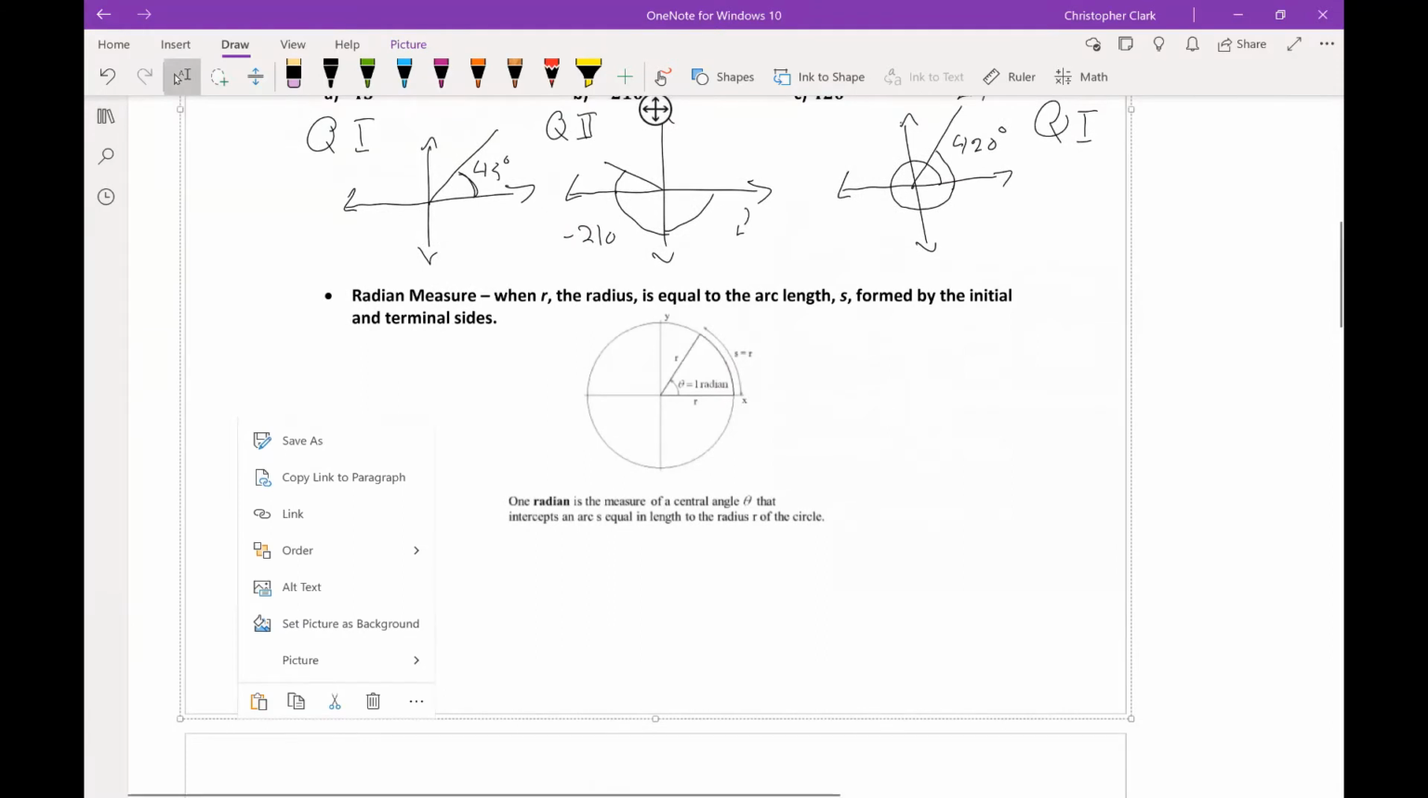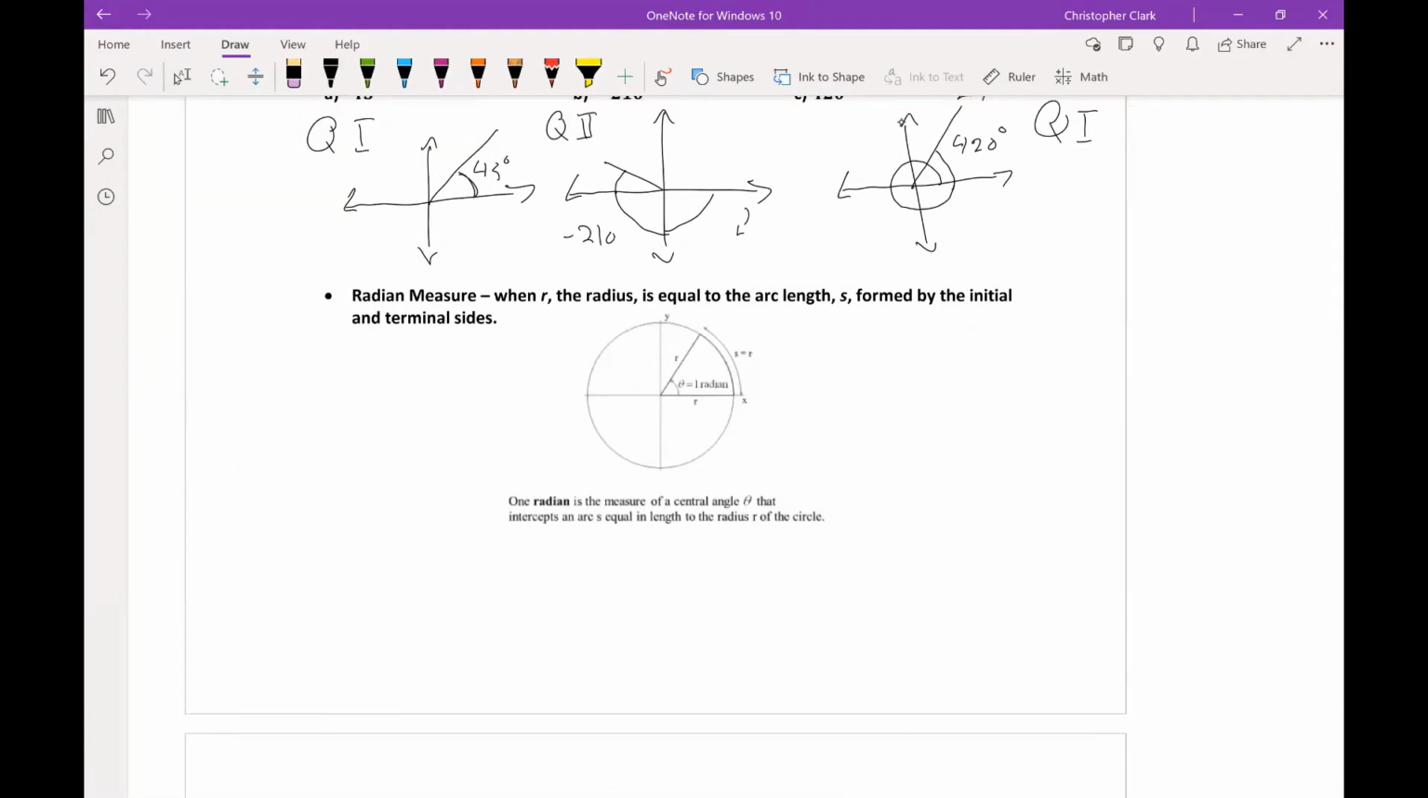So a radian. A radian is defined such that if you have a radius of r, and your arc length, this s, is equal to r, I'm going to use a different color here, when this r is equal to this s, that defines your theta, your angle, as 1 radian. So that's just the definition of radians. Now in this case, a full circle is how many radians?